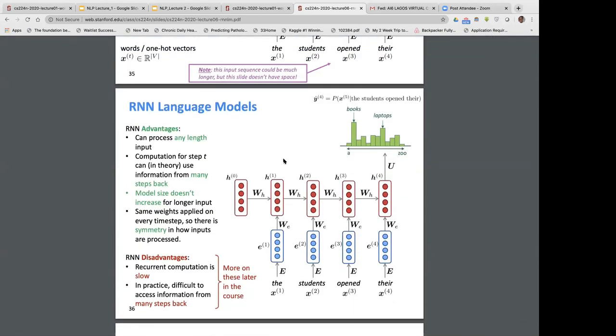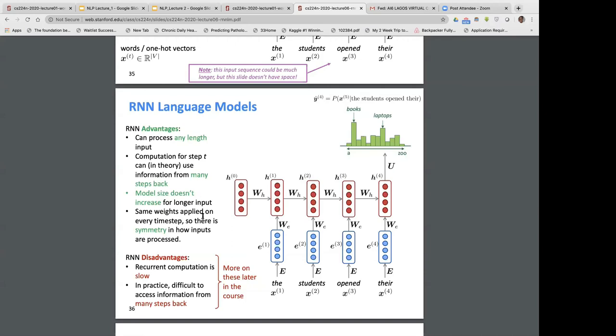So why are RNN language models important? I mean, what are the advantages? Compared with our n-gram language models and our neural language models, we can use it to process inputs of any length. And we use information from many other steps that have come before it. Also, your model size does not increase for longer inputs, because you have the same weights applied at every time step, in symmetry. So your model size does not increase at all, even if you have long inputs.